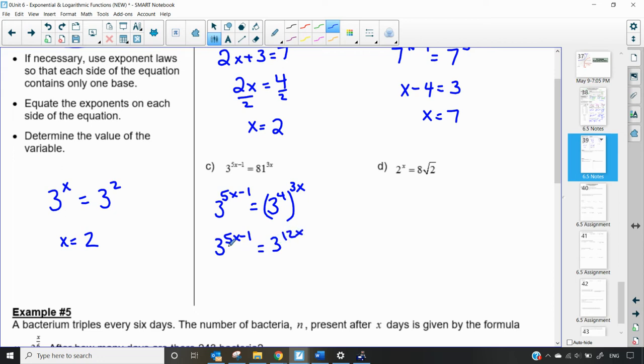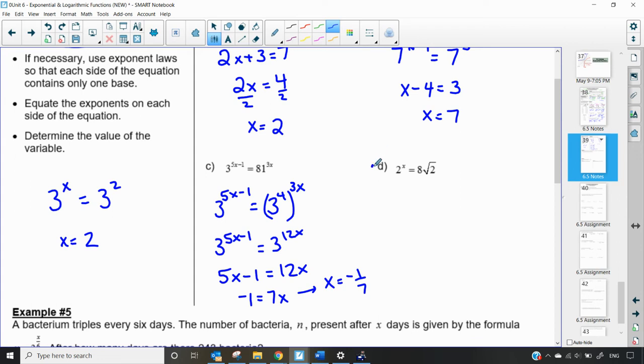Once our bases are the same and our powers are equal, then we can set our exponents equal to each other. So 5x minus 1 equals 12x. Subtracting 5x from both sides gives me negative 1 equals 7x. And that gives me x equals negative 1/7.